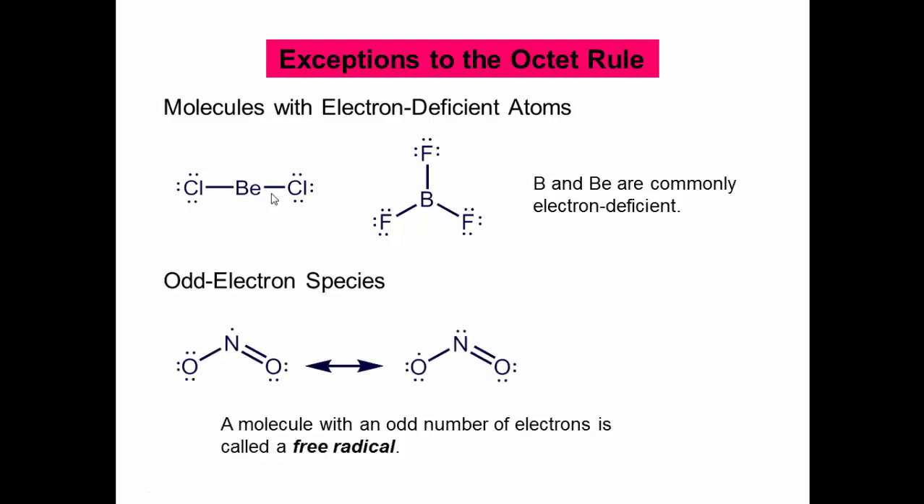There's also odd electron species. These are called free radicals. I study free radical chemistry quite a bit, and free radicals are not usually very stable. Some free radicals are more stable than others, but this is an example where you're not going to follow the octet rule simply because you have an odd number of electrons.